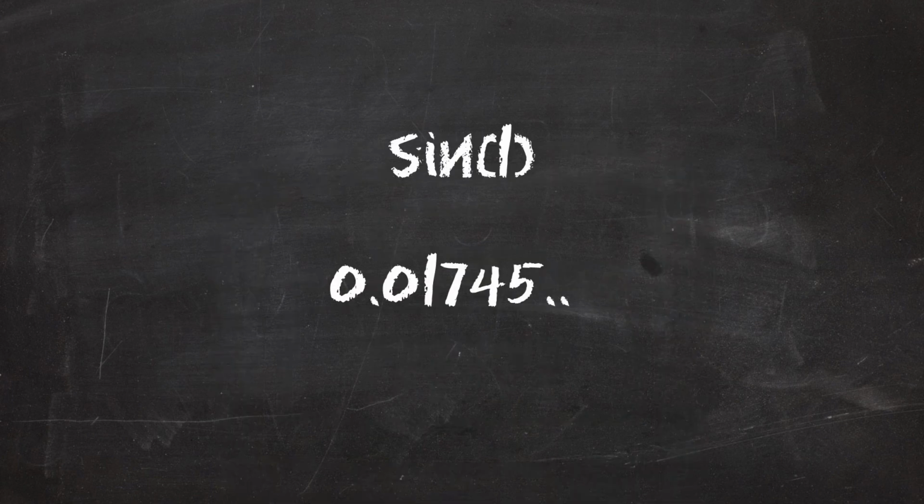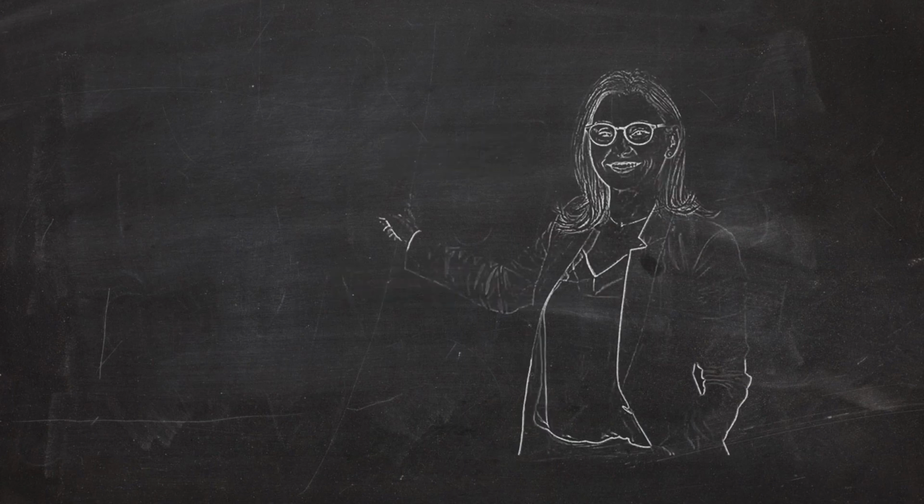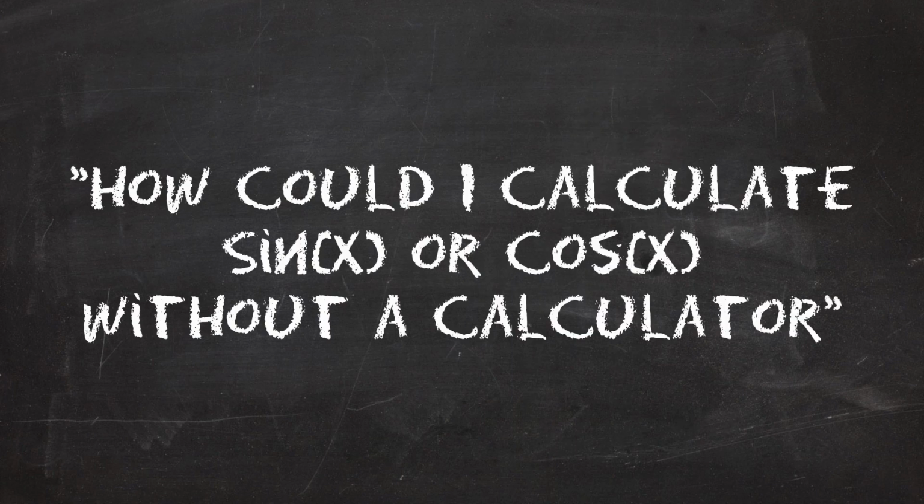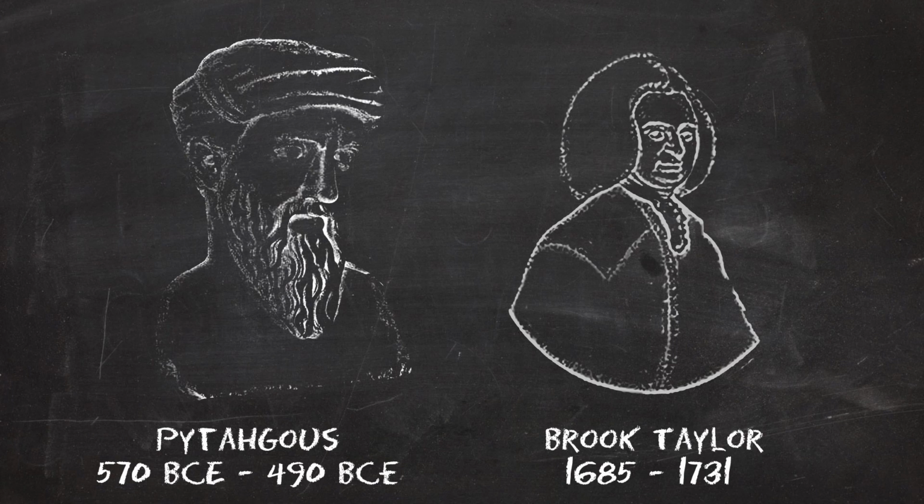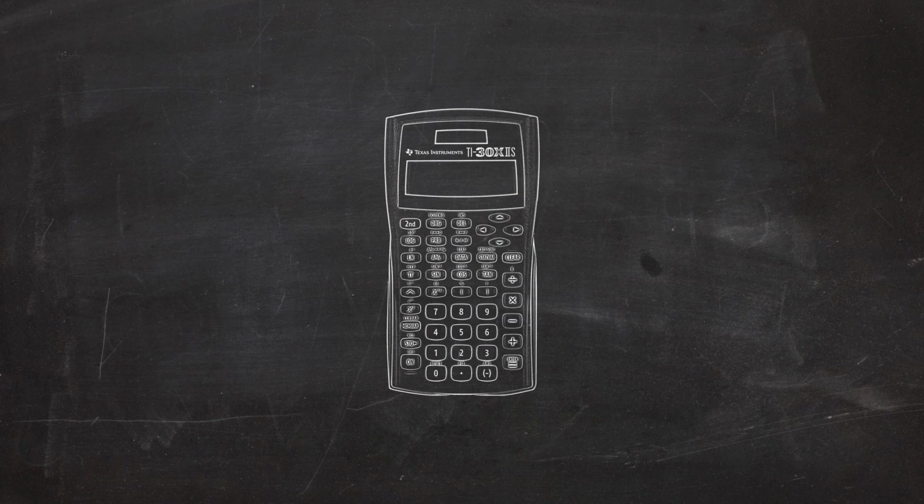I mean, sine 1 in degrees is 0.01745, so it can't just be a simple algorithm. So what is it? So I did what any young mind should do and asked my teacher. I asked, how could I calculate sine or cosine without a calculator? I figured this had been discovered before calculators, and even if it wasn't, it would need to be programmed into the calculator. So what was the algorithm for sine or cosine?